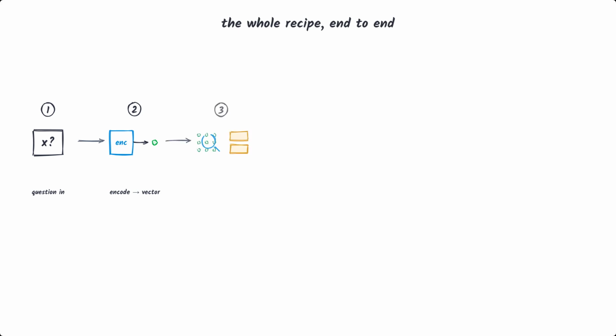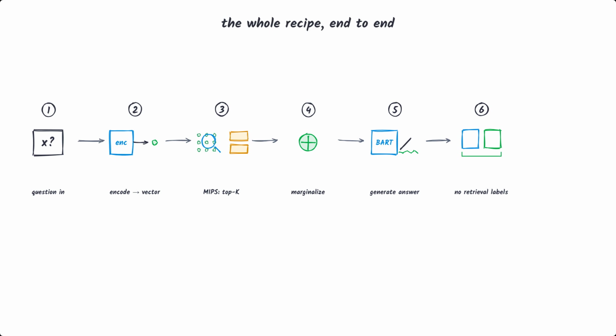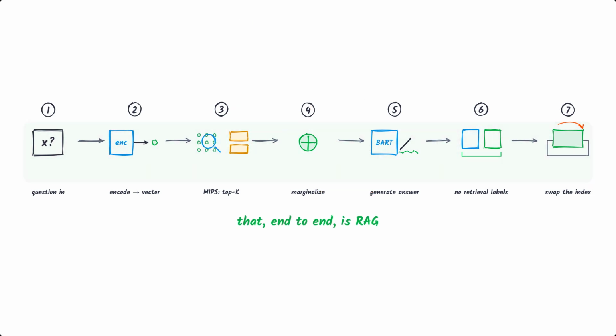So that's RAG, end-to-end. Encode the question, search a vector index for the top passages, treat the document as a latent variable and marginalize over it. Then generate the answer, grounded in real text and its own memory together. Trained with no retrieval labels and updatable by swapping the index. It became the blueprint for every documentation chatbot, enterprise search tool, and RAG stack you've seen since.